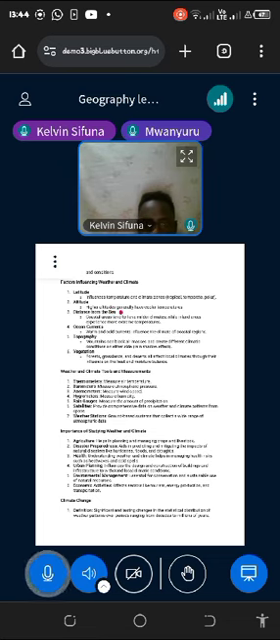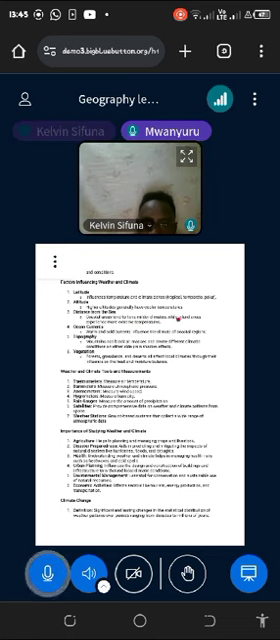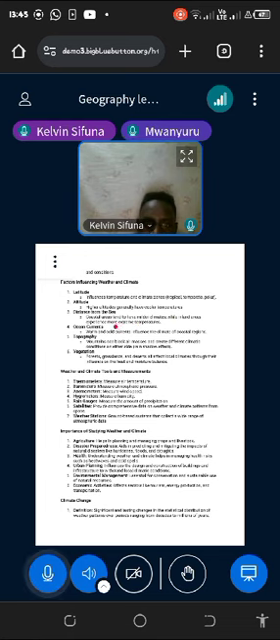Altitude: higher altitudes generally have cooler temperatures. So the higher you go, the cooler it becomes. Distance from the sea: coastal areas tend to have milder climates, while inland areas experience more extreme temperatures. Ocean currents will influence the climate. Topography: mountains can block air masses and create different climatic conditions.